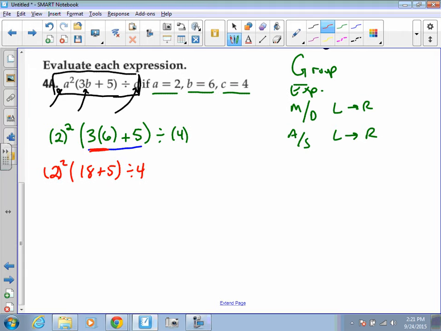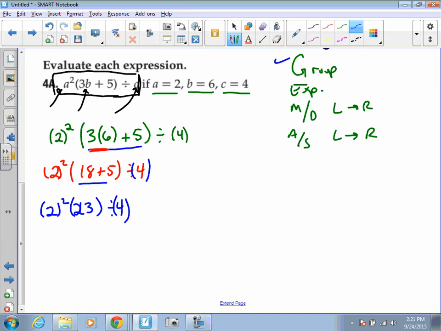Okay, we can keep going inside still. So now I'm going to do the 18 until I'm completely simplified. 2 squared, and 18 plus 5 is 13, or I'm sorry, 23, my goodness. And then divided by 4. Okay. So then I have all my parentheses, I have all my insides taken care of. Now I move down. Next, so grouping, done.